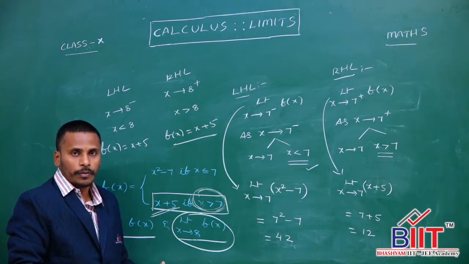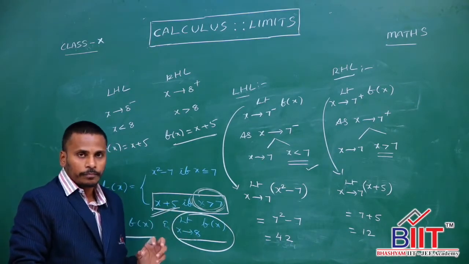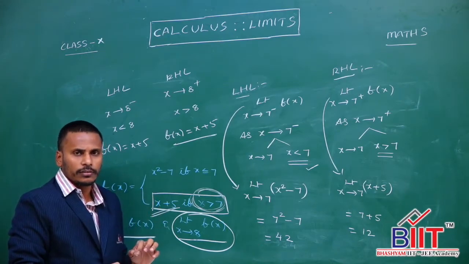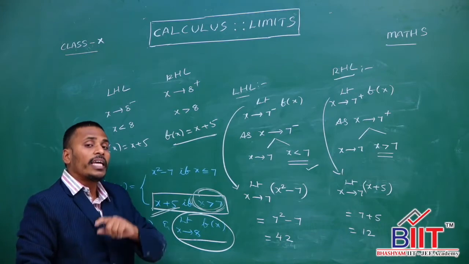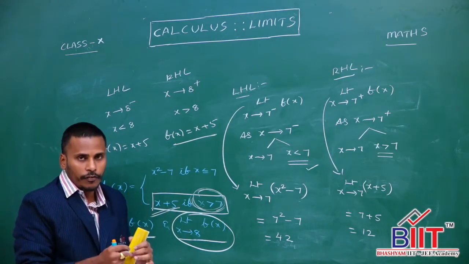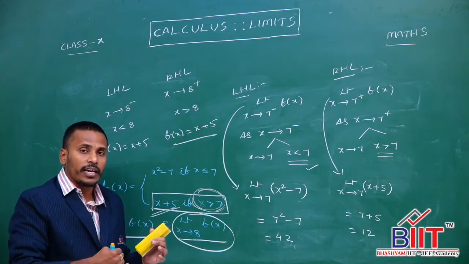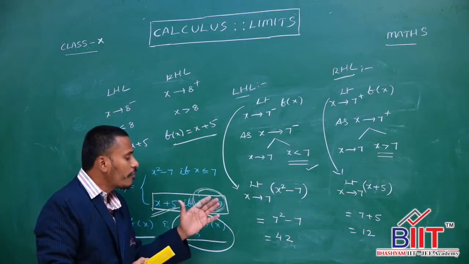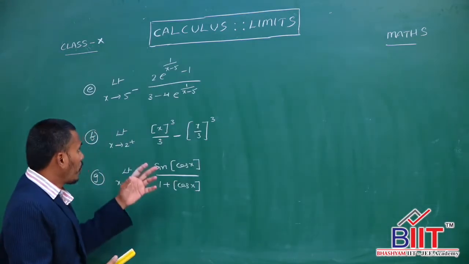So, finally this example gives us one clarity: the limit of a function exists at a point if its definition is the same on the left and right sides of that particular point. If the definition or the behavior of the function is different on the left and right sides, then the left hand limit is different from the right hand limit, and so the limit does not exist. Okay, let us look at some more examples.